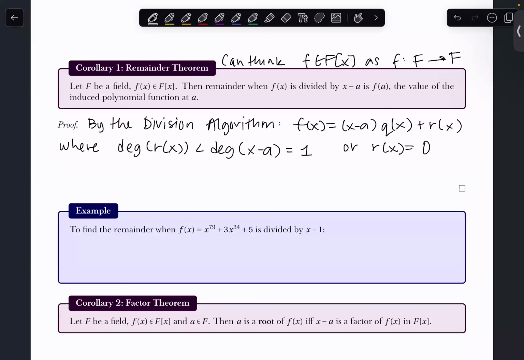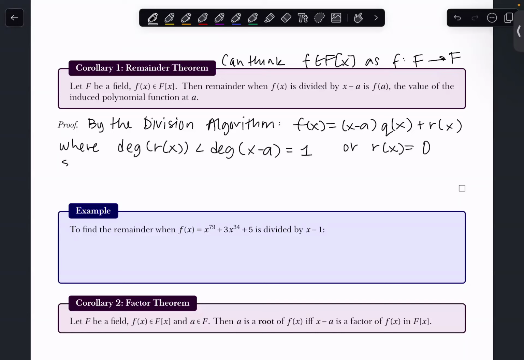So we want to study our remainder here. Right now we know that the degree of the remainder has to be smaller than the degree of what we divided by, x minus a, which is exactly 1. I want to decide what the options for the degree are. Just 0. So either it has degree 0 or it is the 0 polynomial. Those are the two options for my remainder.